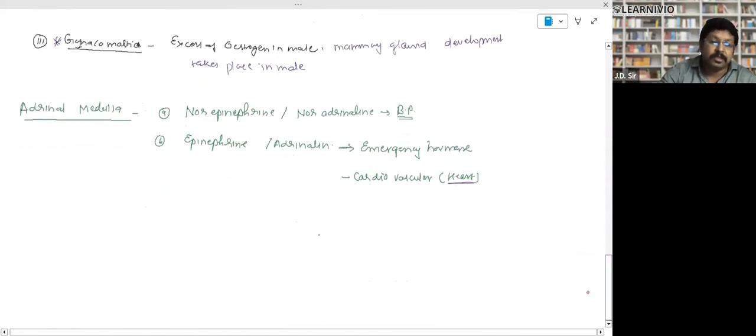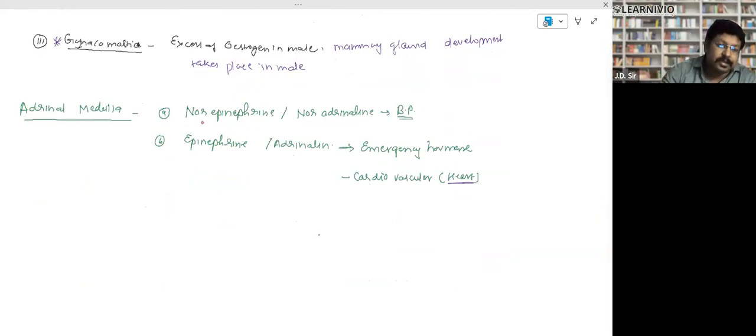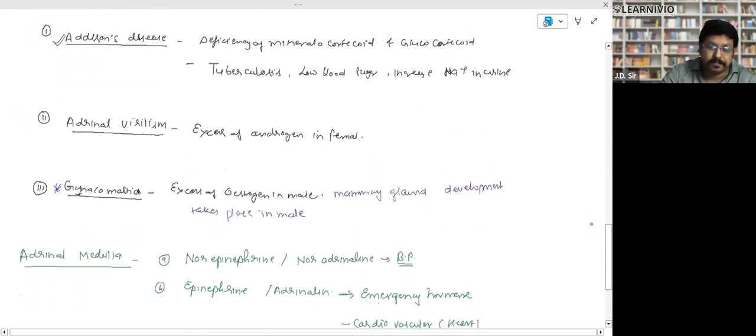Then the hormones secreted by the adrenal medulla. The adrenal medulla, the core part of the adrenal gland, secretes norepinephrine and noradrenaline, which control blood pressure, right? Epinephrine, or we can call it adrenaline, is called the emergency hormone, and it controls cardiovascular activity, meaning the heart. It controls the heart rate, right? So these are the functions of the adrenal gland. Let me know if you have any doubt, but they are important. Even the diseases are important.